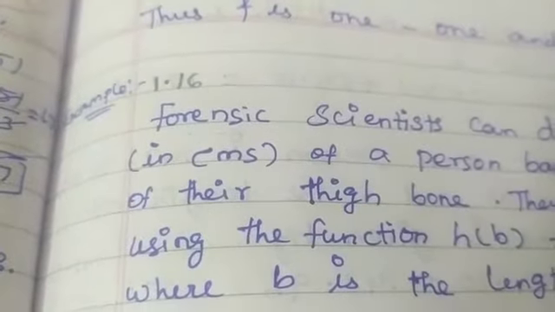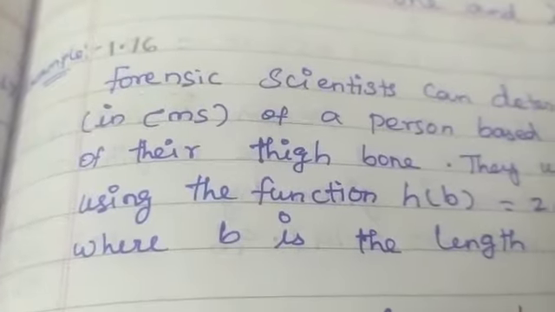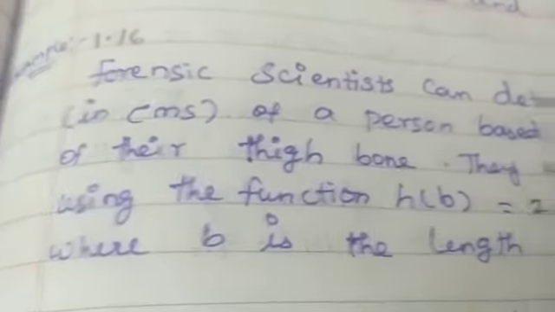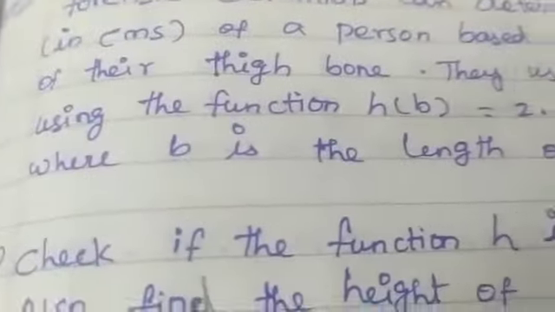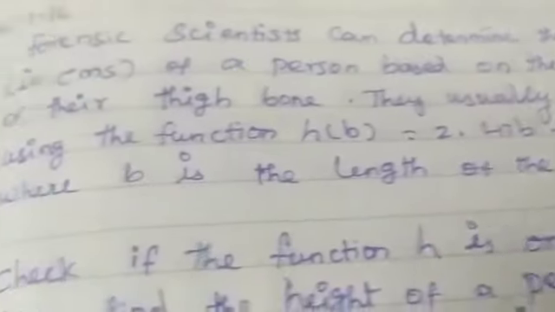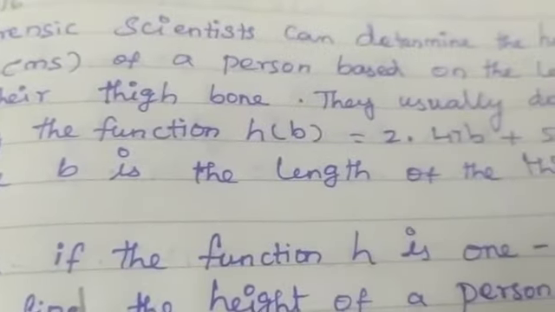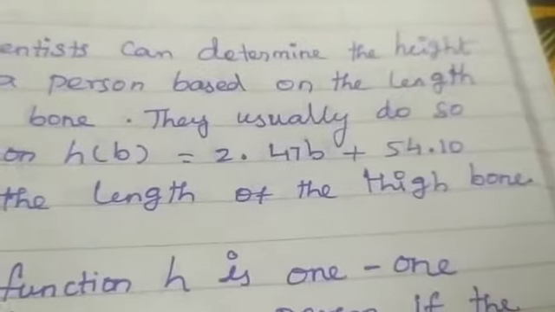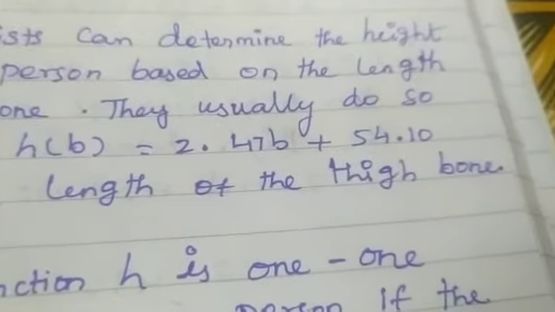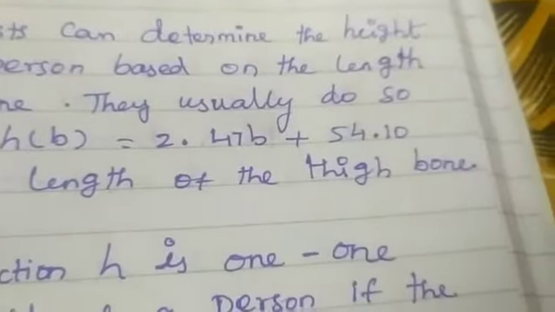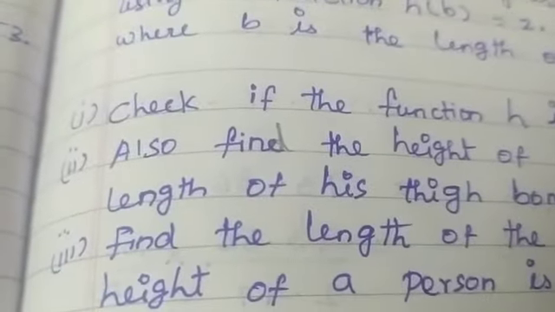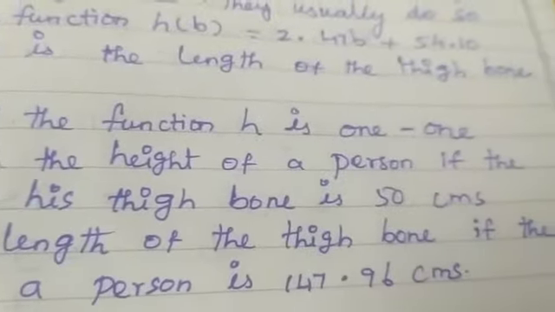So next, let me move to the 16th example. Forensic scientists can determine the height of a person based on the length of their thigh bone. They usually do so using the function h of b equal to 2.47b plus 54.10, where b is the length of the thigh bone. Our first part is to check if the function h is one-one.